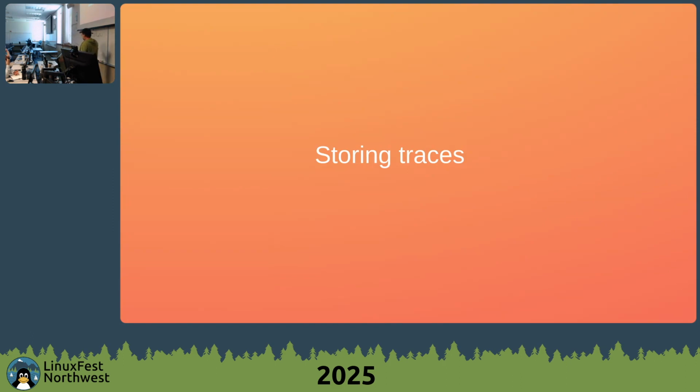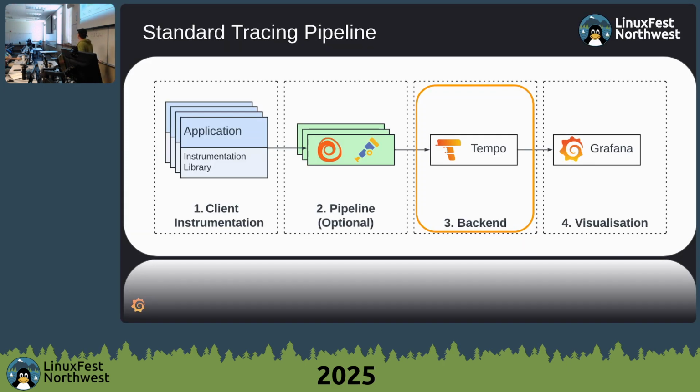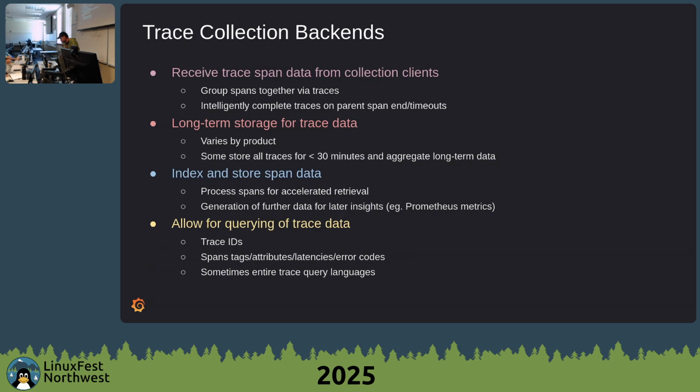So you've instrumented your code, or you've used zero code. You've set up a collector so that it pre-processes your span data however you want it to, and then we have to send it somewhere else. In the case of a trace store, we have something called Tempo, which is an open source tracing database.